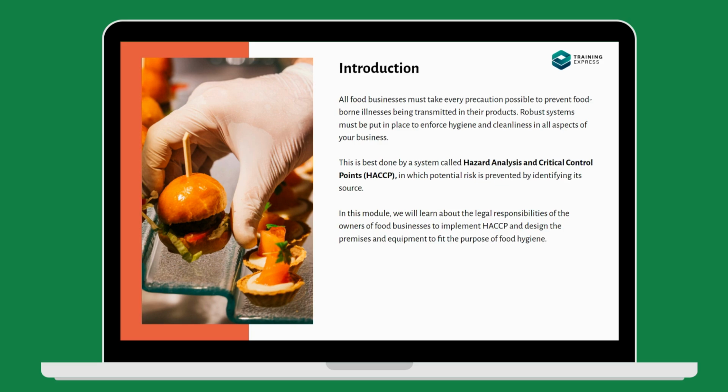In this module, we will learn about the legal responsibilities of the owners of food businesses to implement HACCP and design the premises and equipment to fit the purpose of food hygiene.